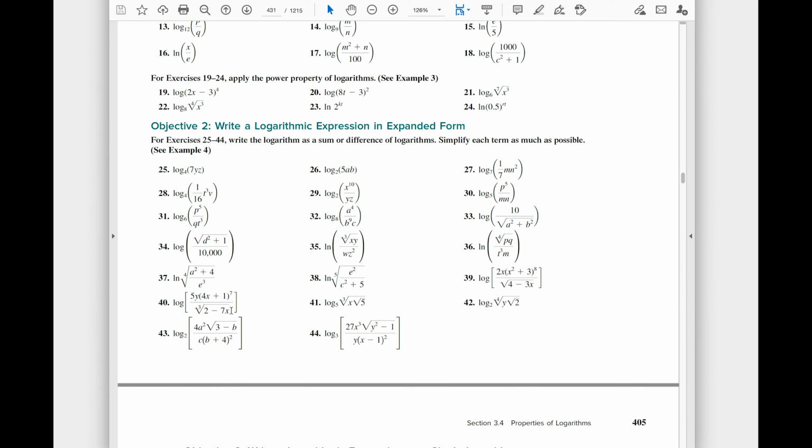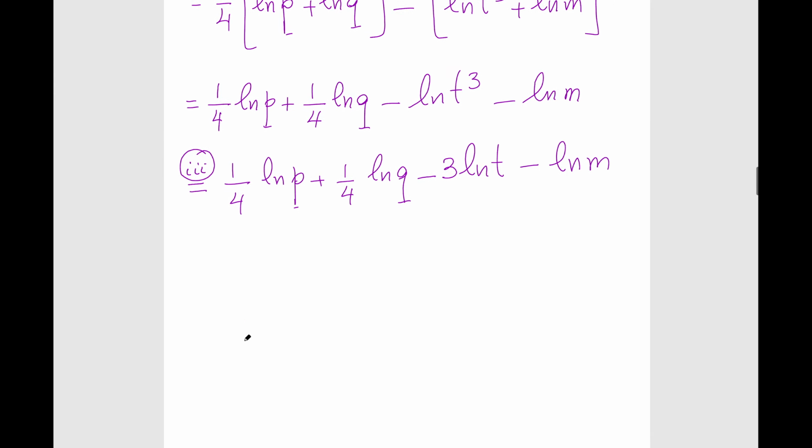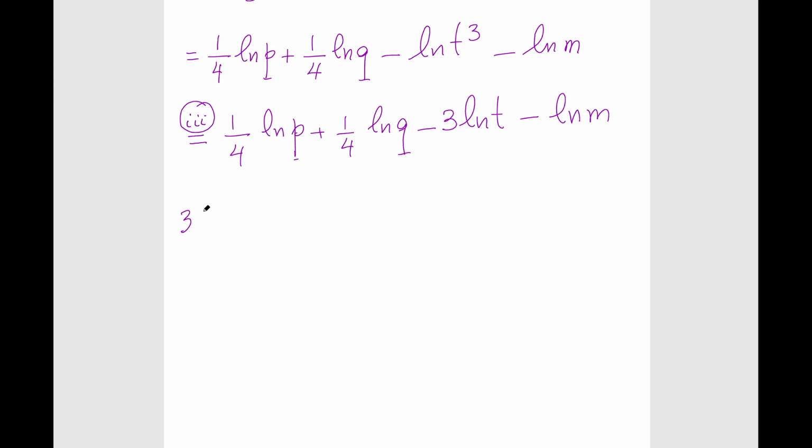So this was 36. Which one should I do? Should I do 38? Let's do 38. Same question: I want to expand this log. ln of the fifth root of e squared divided by c squared plus 5. Okay, so this is 38.